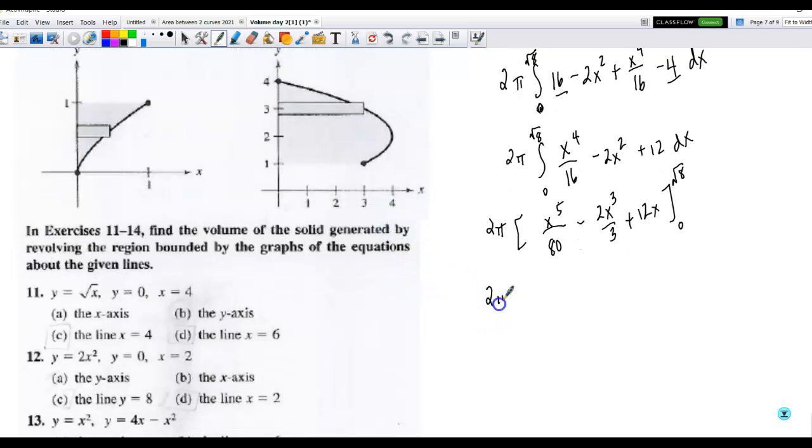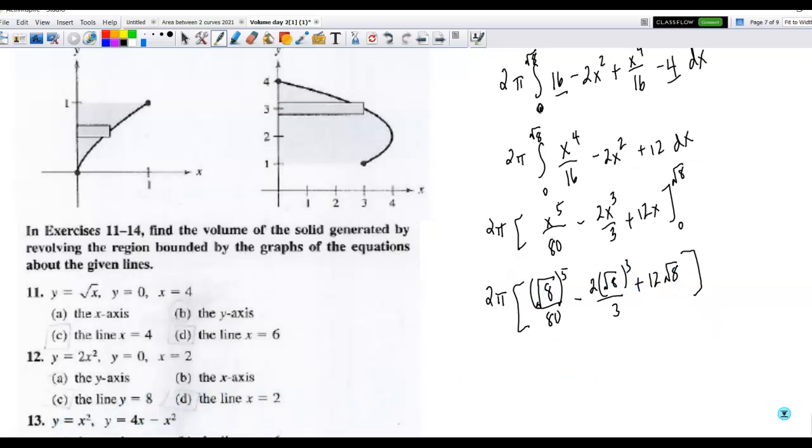So that's going to give me 2 pi, and then I'll have, I'm going to write this as square root of 8 to the 5th over 80 minus 2 square root of 8 cubed over 3 plus 12 square root of 8, and then of course I'll have minus 0, and honestly just leave your answer like that. You don't need to clean that any further.